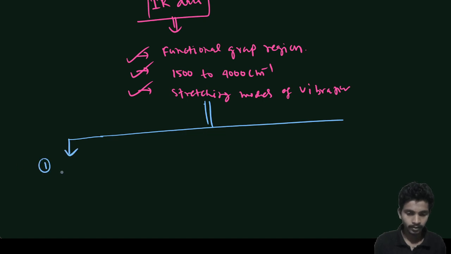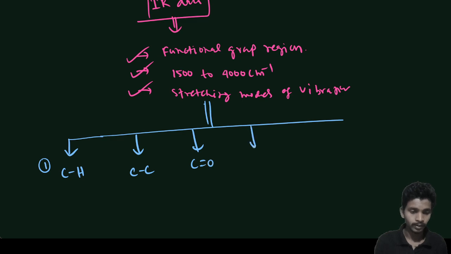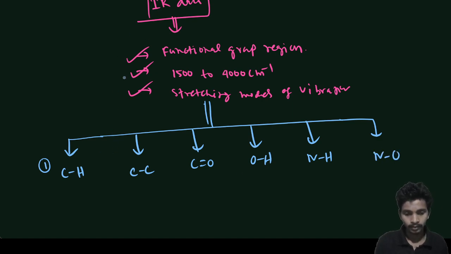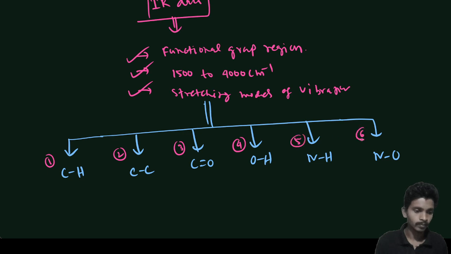Let's say first type we will discuss CH, and secondly we will discuss CC, and then C double bond O, OH, NH, and NO. Okay, this is 1, 2. So in all these cases, what the IR data will be.